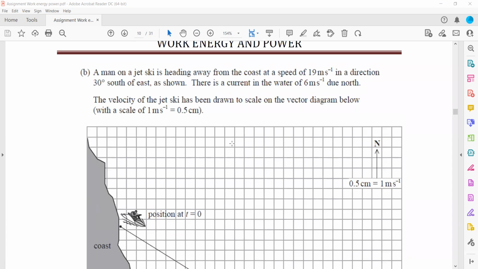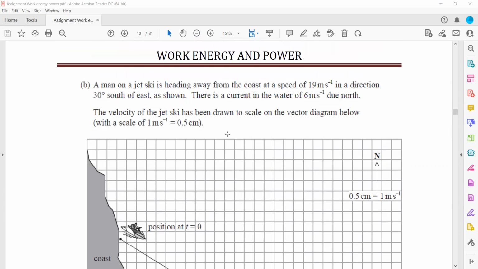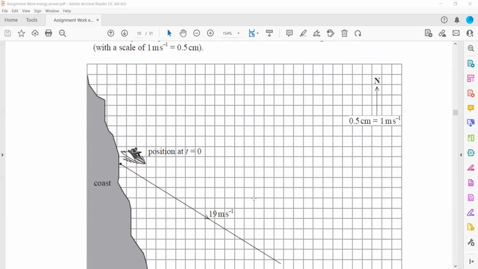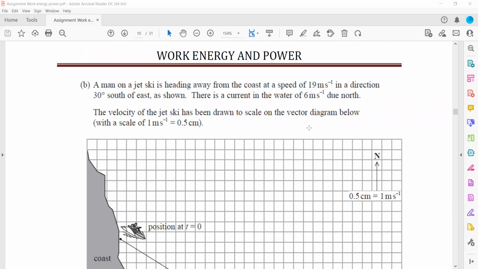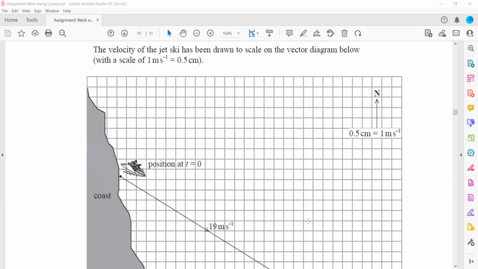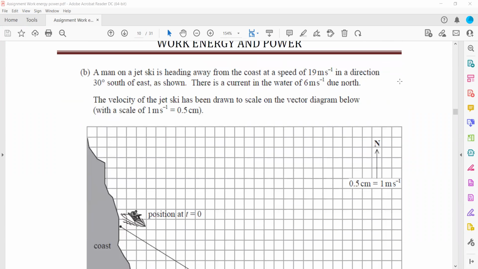Then a man on a jet ski is heading away from a coast at a speed of 19 meter per second in a direction 30 degrees to the south of east, as shown. As you can see here, the scale is given, 0.5 centimeters is 1 meter per second. Then there is a current in water 6 meter per second due north. So north is up, and there's a current. So we have to draw, because 0.5 centimeter is 1 meter per second, 6 meter per second will be equal to 3 centimeter.